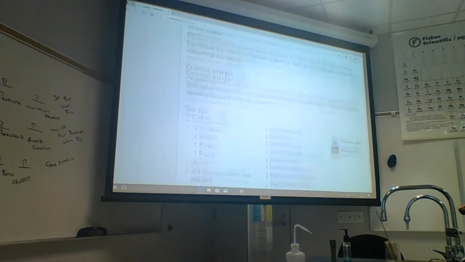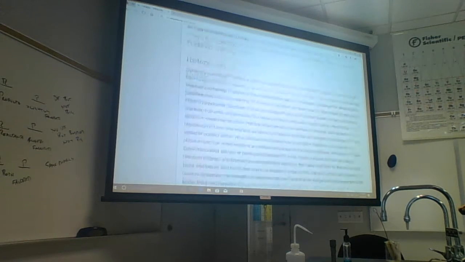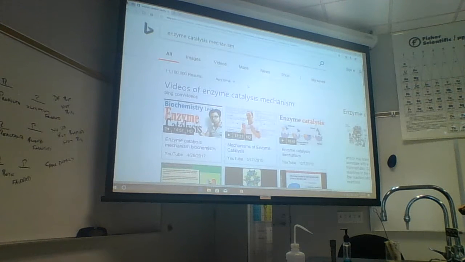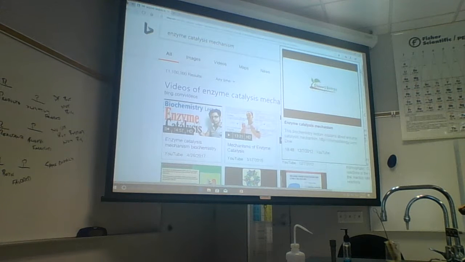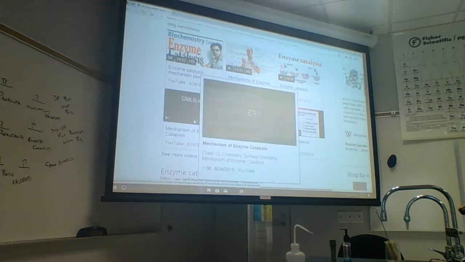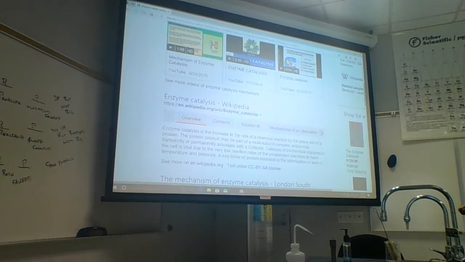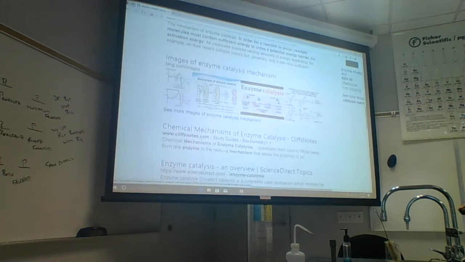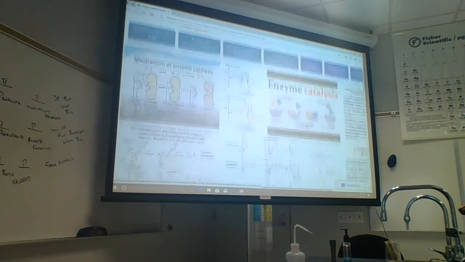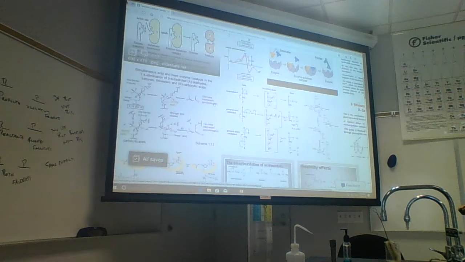So let's look for enzyme catalyst. Enzymes are catalysts. Different ways we can look at catalysts here.